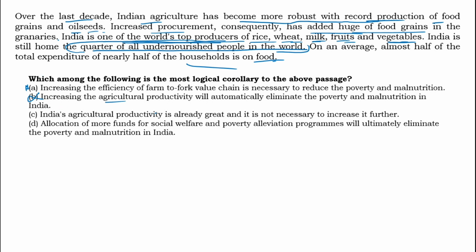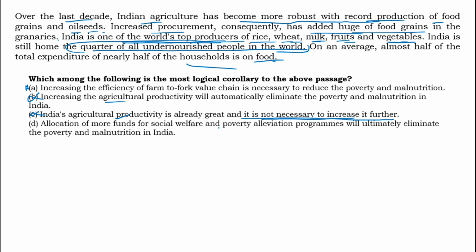India's agricultural productivity is already great and it is not necessary to increase it further. Yes, India's agricultural productivity is already great, but since the author is stressing the undernourished people in the passage, surely he will not write the next line of the passage like this. And at the same time, we also cannot say that it is not necessary to increase our agricultural productivity. So we can eliminate this statement.